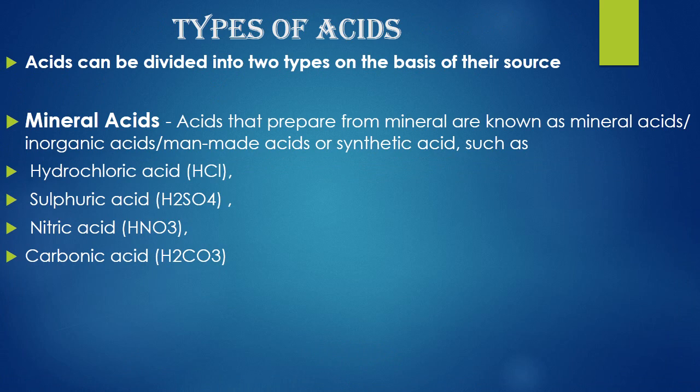Types of acids. Acids can be divided into two types on the basis of their source, that is, from where they are obtained. Mineral acids are acids that are prepared from minerals that we get in the earth's crust. We also call them inorganic acids, man-made acids, or synthetic acids. Examples: hydrochloric acid, sulfuric acid, nitric acid, carbonic acid.